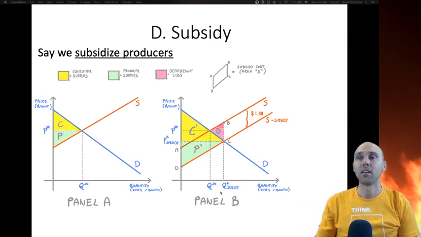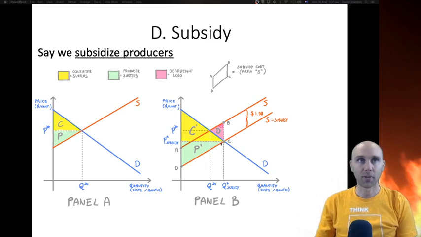And at point C, the quantity traded is larger with the subsidy than it was before, and the price in the market is lower than it was before. The producer surplus has increased, it's now P prime, and the consumer surplus has increased, it's now C prime. This extra little yellow triangle here and this extra little green triangle here are actually transfers made from the government to the consumer surplus and to the producer surplus. So it's a transfer from the government to consumers and to producers.